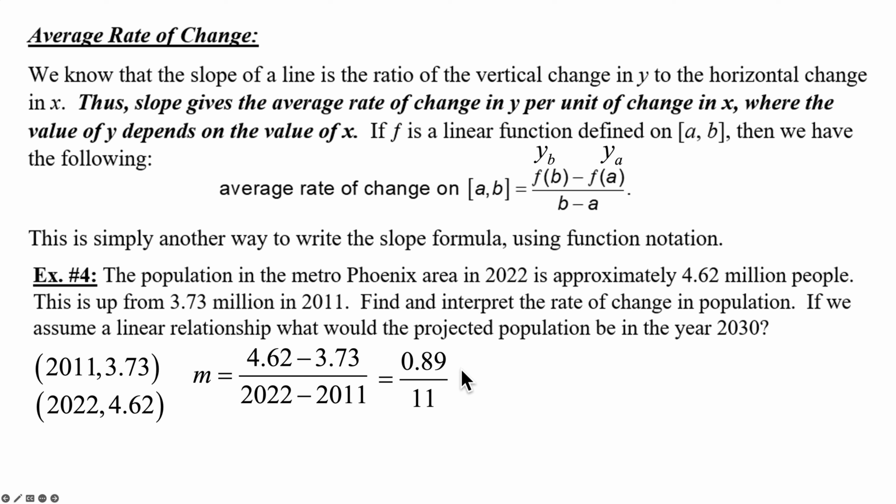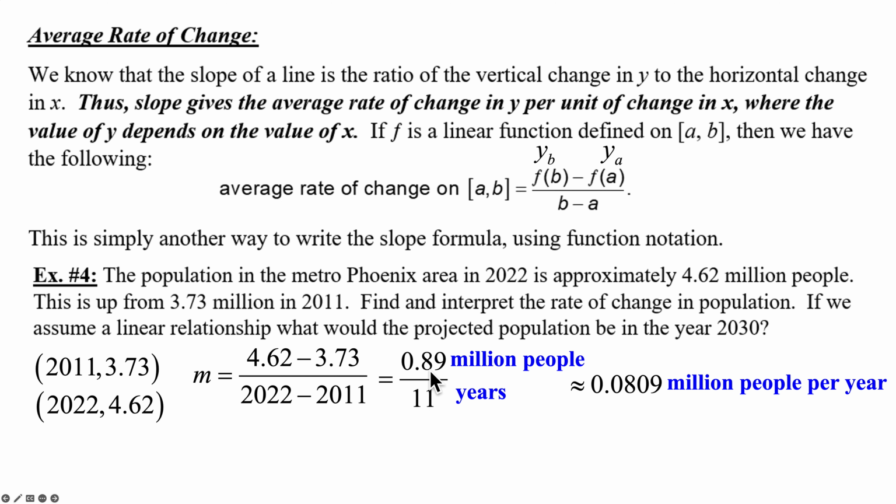All right, so that's 0.89 million people in 11 years. So there is my slope. Now, let's make an interpretation of what that means. Well, if I divide 11 into 0.89, I get 0.080909 repeating. That's 0.0809 million people per year that the Phoenix area is growing.